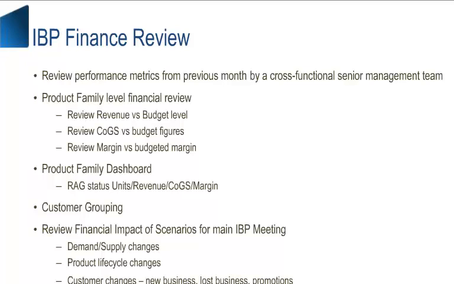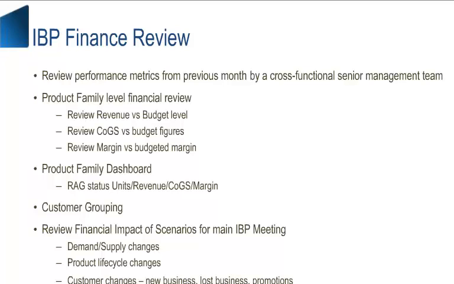First thing is you're going to compare your performance metrics to the previous month. And you're going to make sure it's like, okay, what did we miss? How did we miss it? Do a root cause analysis. Then we're going to do a product family review. We don't have to get down to the details. As a matter of fact, you'll never get down to that level of detail. But you're going to look at revenue versus budget. You're going to look at cost of goods sold versus budget, margin versus budget.